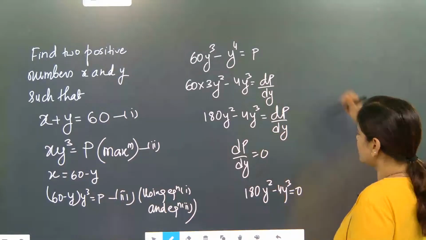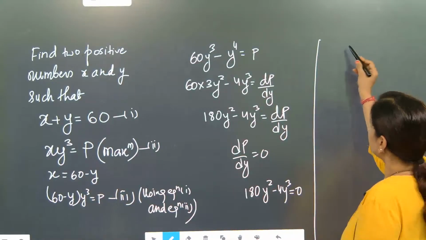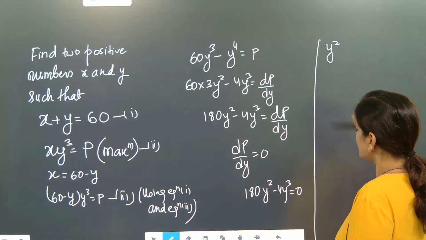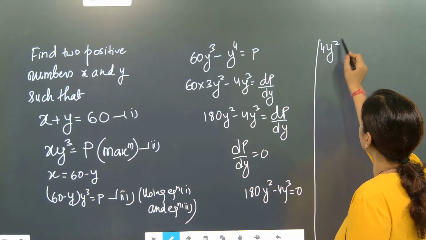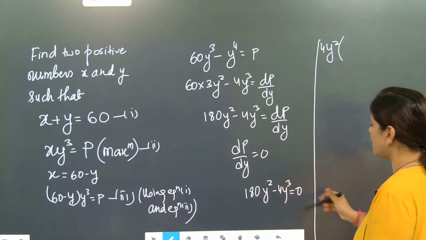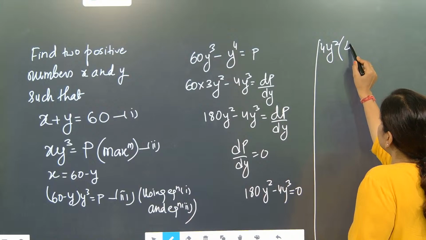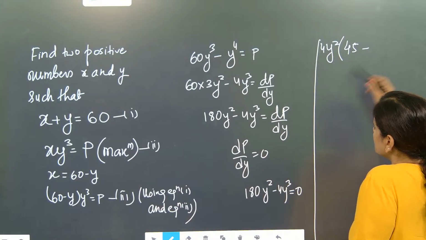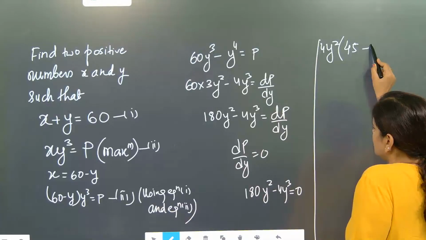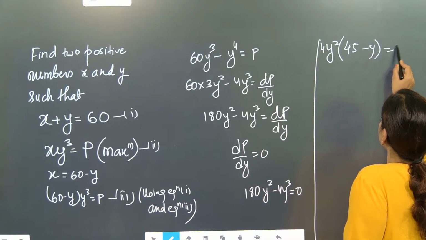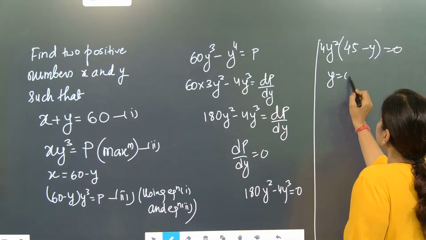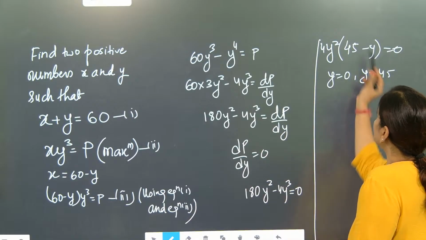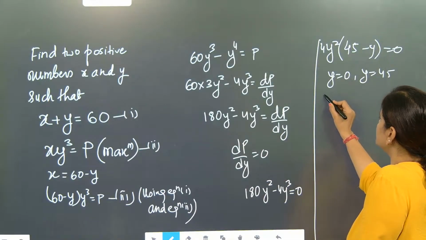So here we will take y square as common, and 4 also common. So here it is coming as 4y square into, 4 45s are 180, so 45 minus y equal to 0. So y is coming as 0 and y is coming as 45. Understood? But we need to double differentiate it.